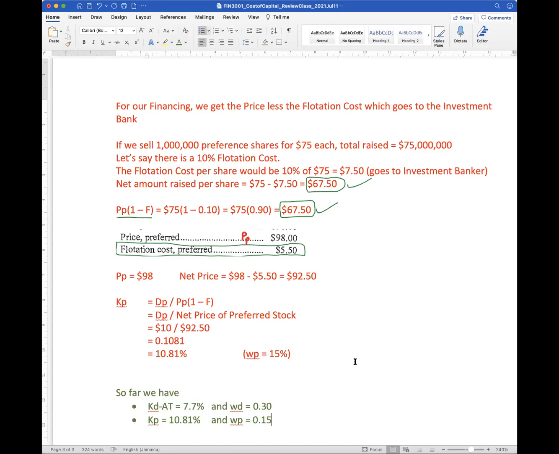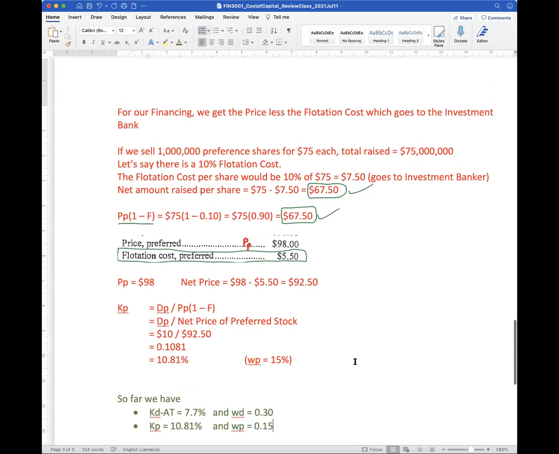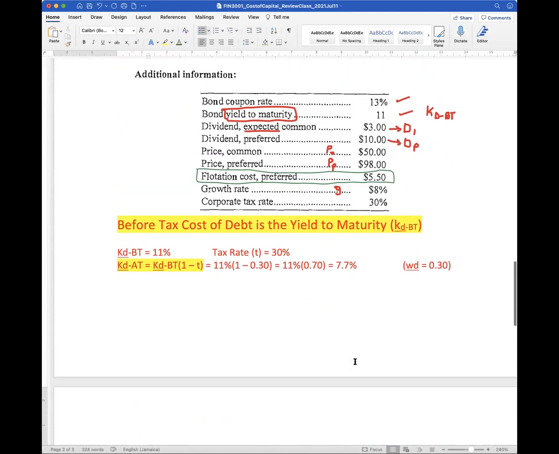For common stock, there are two formulas from the sheet that I shared earlier. It can be the CAPM formula that we covered already for risk and return, or it can be the other formula that we looked at when we were doing stock valuation. All right, so let me move on to the common stock part. Let's read the question again.